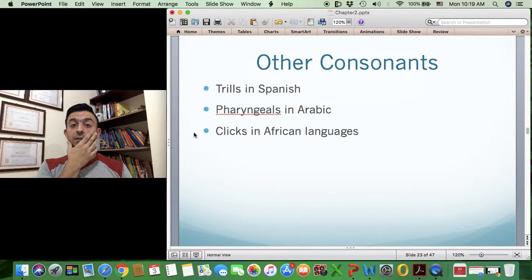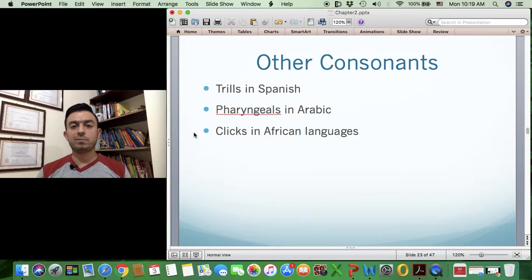We have other sounds like the trills in Spanish. Trills are r sounds. We have the pharyngeals in Arabic. We talked about pharyngeals. And we have the clicks in African languages. Clicks are sounds made by sucking in pressure as we say the sound. So this is a bilabial click, this is another, a lateral click, and this is, I think, an alveolar click.